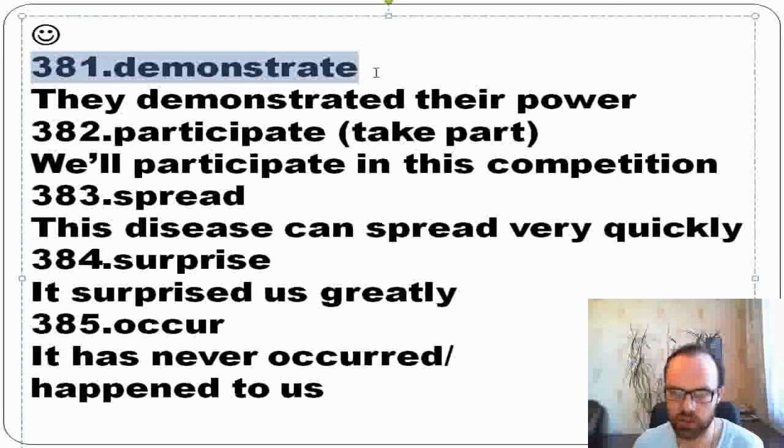Demonstrate. They demonstrated their power. Participate means take part. We'll participate in this competition. Spread. This disease can spread very quickly. Surprise. It surprised us greatly. Occur. It has never occurred to us, or it has never happened to us.